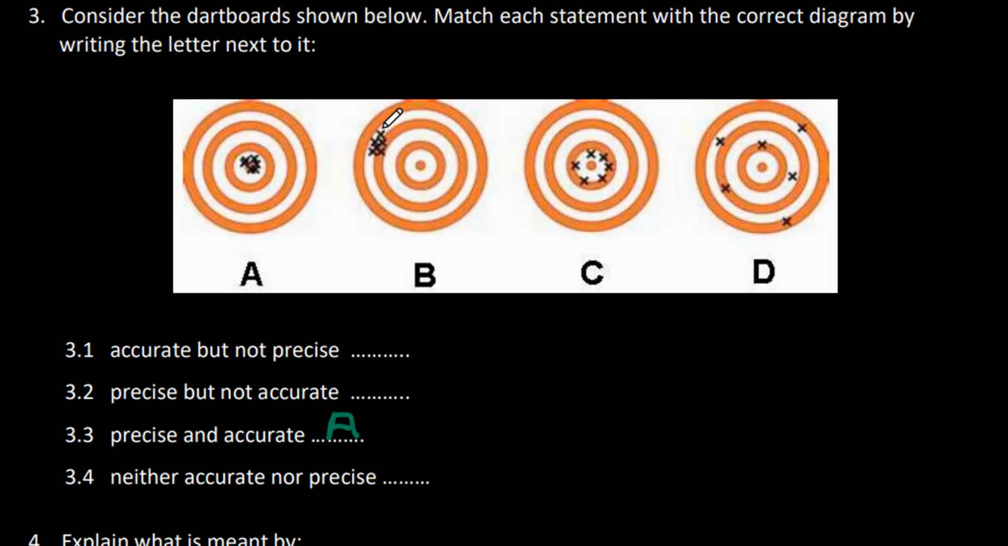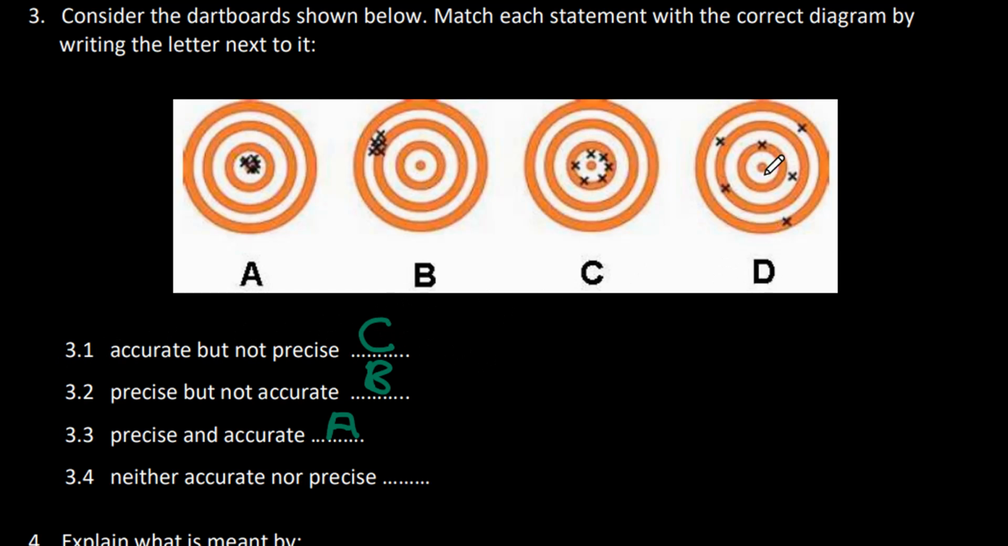In B, the darts are all far from the bullseye, so we know the measurement is not accurate. However, they're close to each other, so we know it's precise. So it's precise but not accurate, which will be B. In C, the dots are all fairly close to the bullseye, so it's accurate, but they are fairly spaced out or far from each other. So this will be accurate but not precise. So 3.1 will be C.